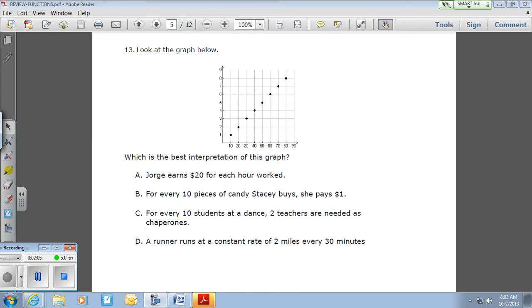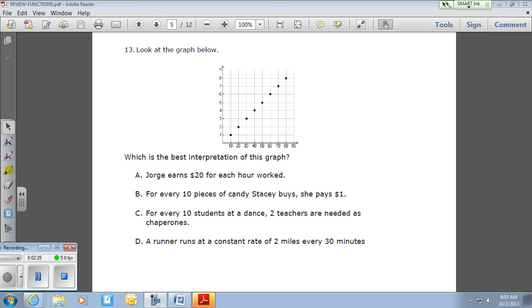All right, number 13 is another question where I'm going to look at every answer choice and see which one matches this graph. Usually your x-axis is your independent and your y-axis is your dependent. So let's look at each of these scenarios and see which one matches this graph.